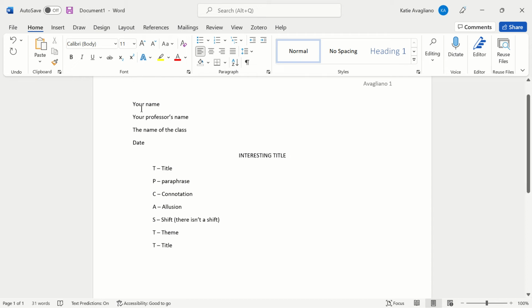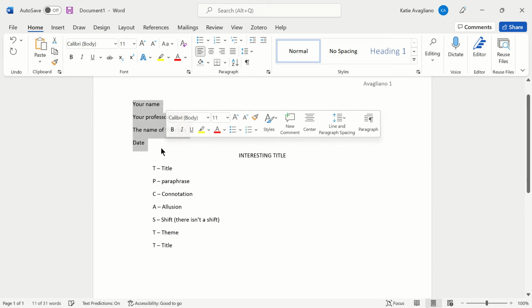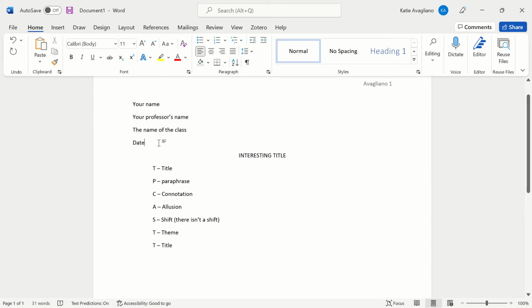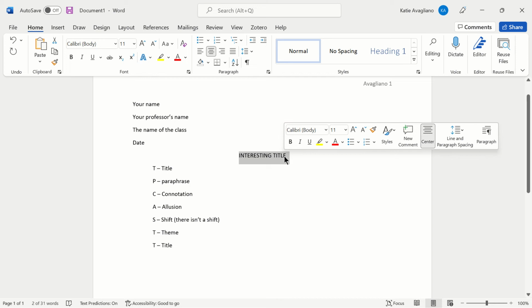So first thing you want to do is set up your heading. That goes in the top left-hand corner. That's your name, your professor's name, the name of the class, and the date. Underneath that, you want to put your title. Your title is not actually in all caps. I just put it here in all caps so I remember to write an interesting title later, maybe once I read my poem and know what it's about.